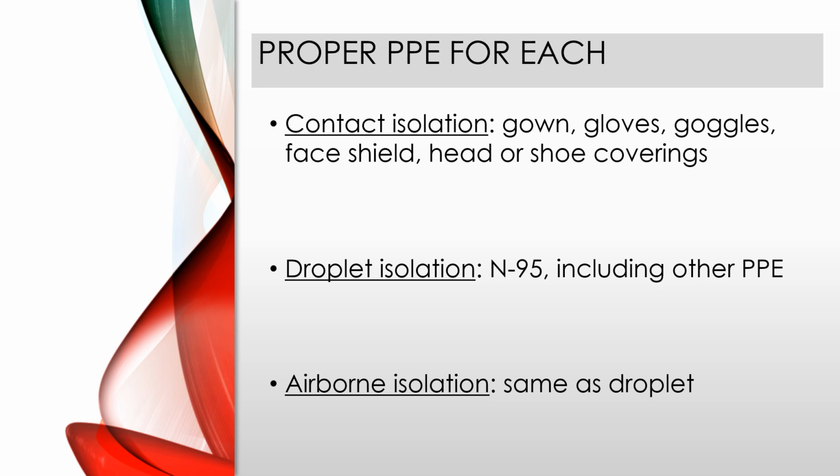For droplet, you would need to use an N95 mask that includes using other PPE. And the airborne isolation would be the same as the droplet isolation, in which you would still need to use an N95 along with other PPE. And as you notice, basically for the droplet and airborne isolation, you would need to use an N95 regardless.